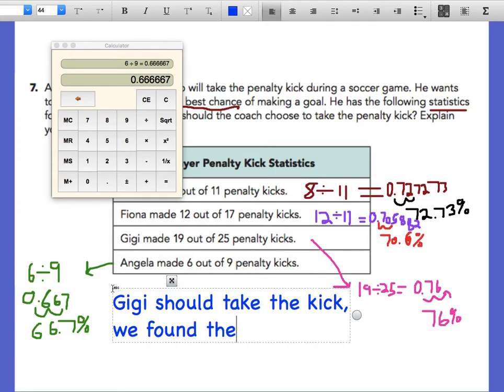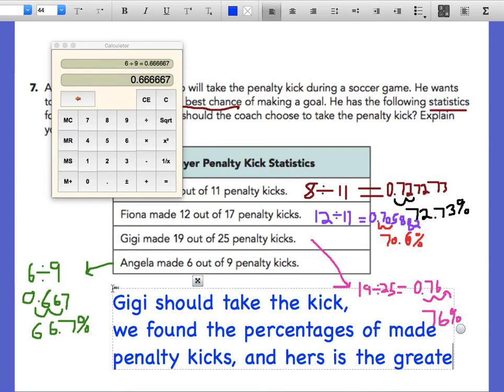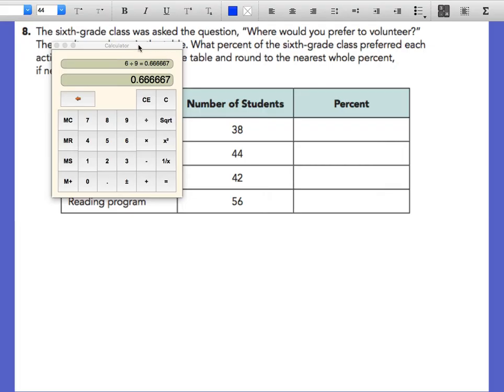We found the percentages of made penalty kicks, and hers is the greatest. So that's how you're using statistics to help you make decisions like this. All right, let's go ahead and look at part 8.